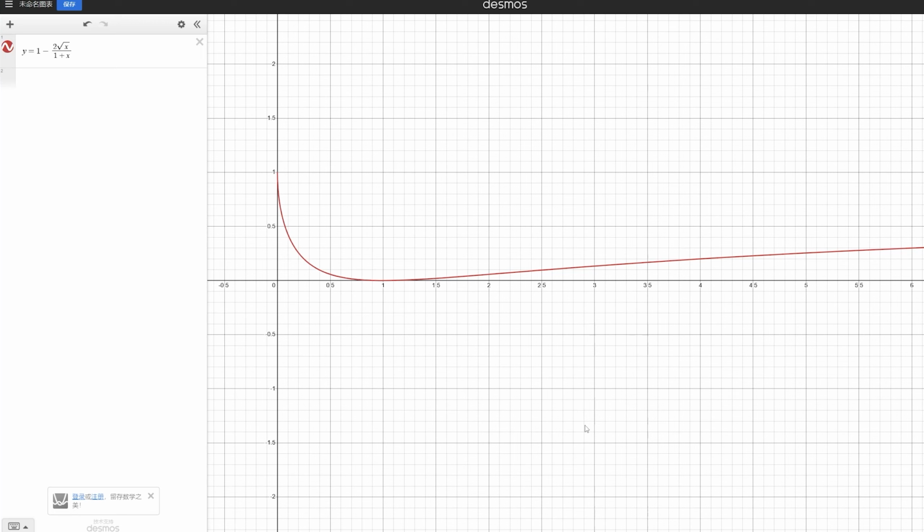Let's see what it looks like in a graph. We can see here when delta P equals 1, which means the price stays the same, the impermanent loss is 0. Now how about when the price doubles? We can see here when delta P equals 2, which means the price has doubled, the impermanent loss is around 5.7%.